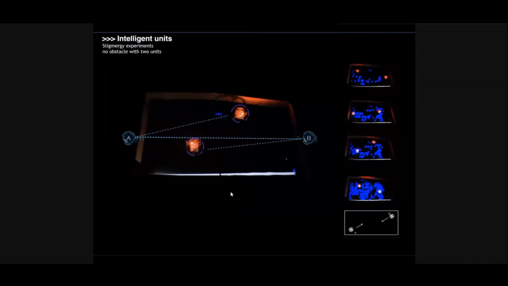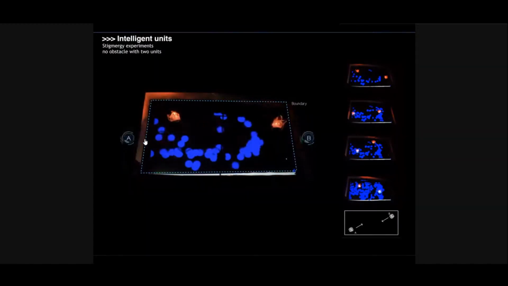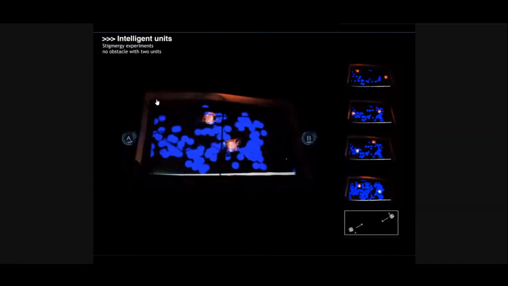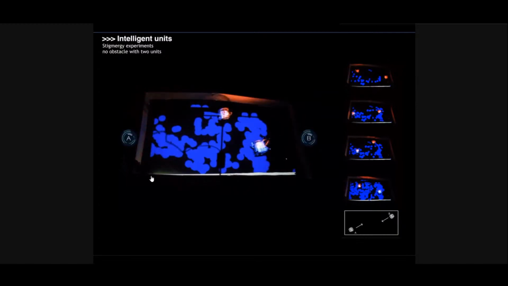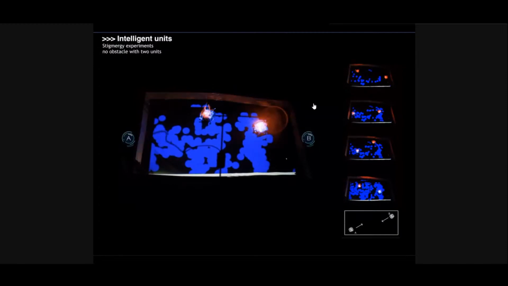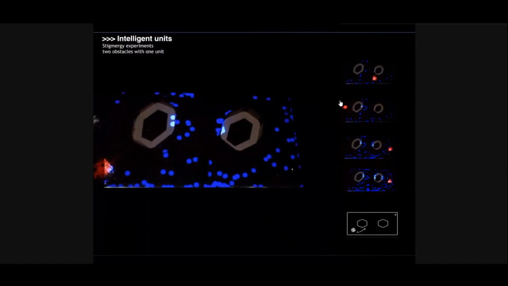So we gradually added the number of units, and we have to ensure that they don't collide with each other, and we put a few obstacles in between. We had difficulties with the robots sensing lights even in the dark, so that's why some of the objects get hit.